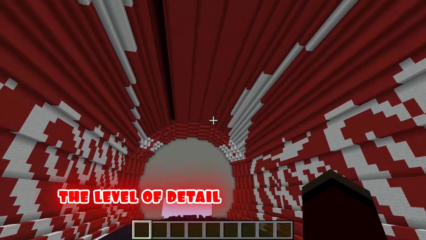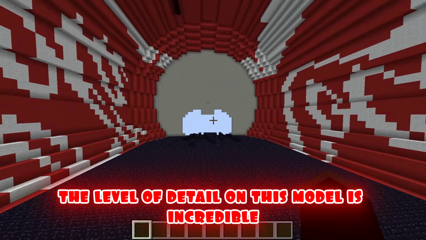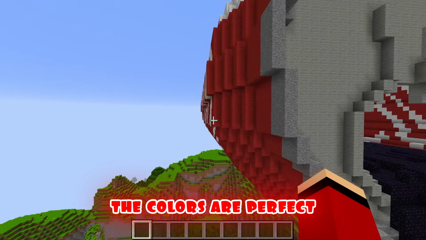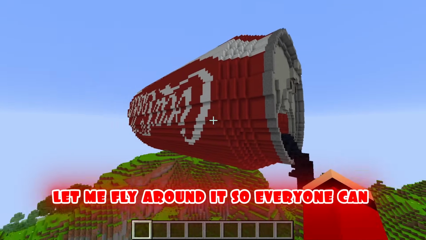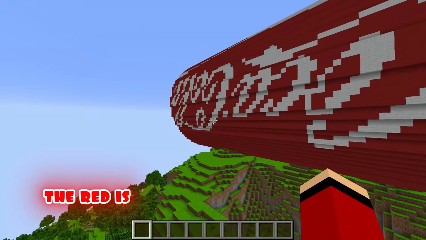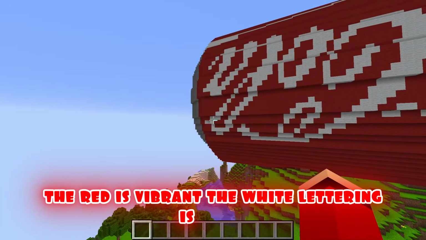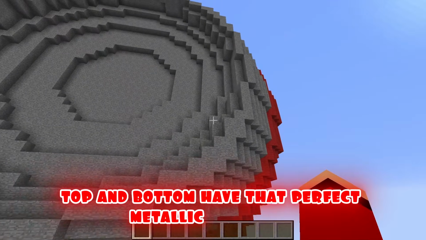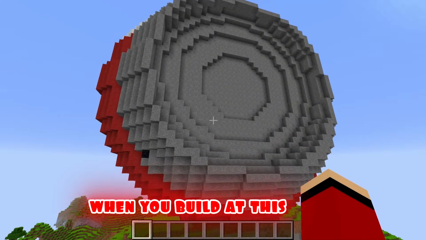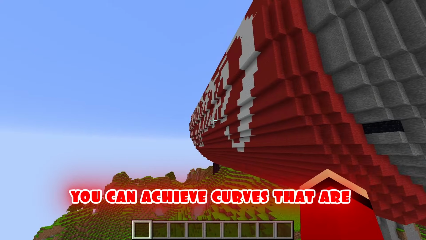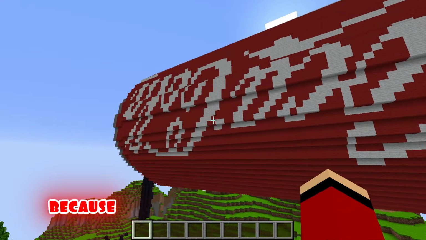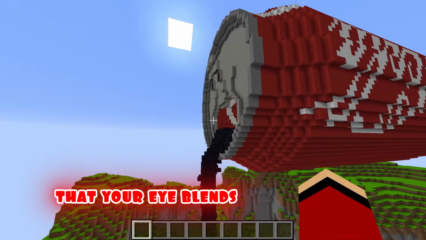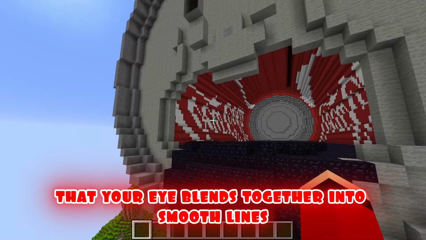The level of detail on this model is incredible. Every curve is smooth, the logo is crisp, the colors are perfect. Let me fly around it so everyone can see the full scale. The red is vibrant, the white lettering is sharp, and the aluminum top and bottom have that perfect metallic gray look. When you build at this scale, you can achieve curves that are almost perfectly round because you have thousands of blocks creating tiny little steps that your eye blends together into smooth lines.